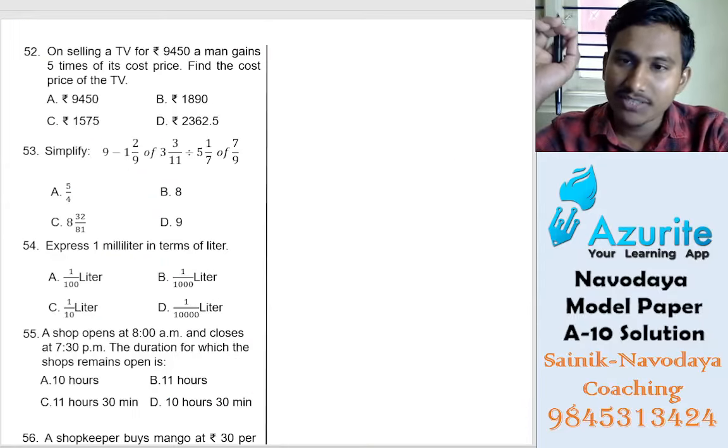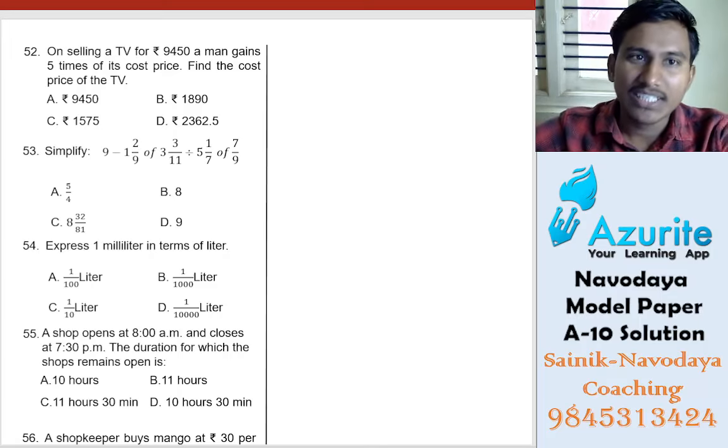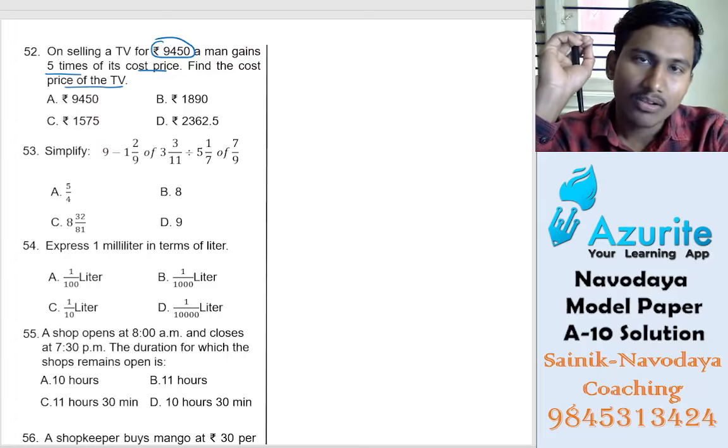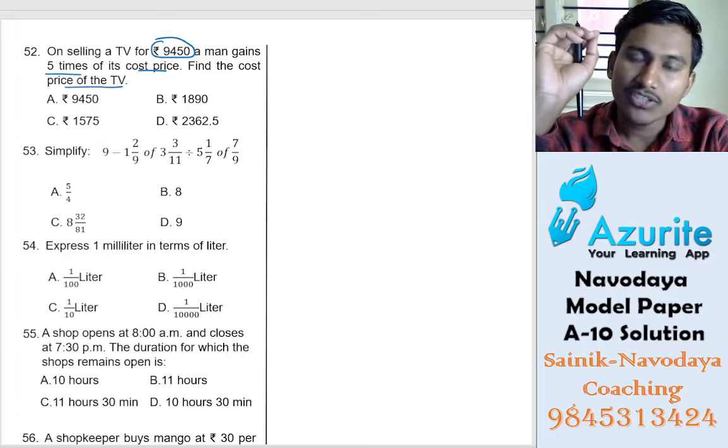So see here students, 52nd question. It is very easy and direct. On selling a TV for 9,450, a man gains 5 times its cost price. Find the cost price of the TV is the question.